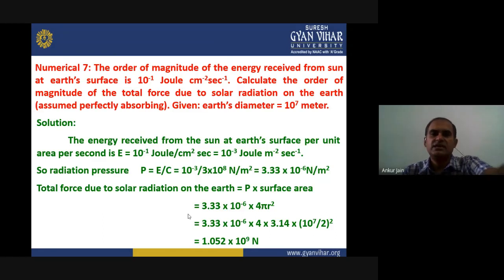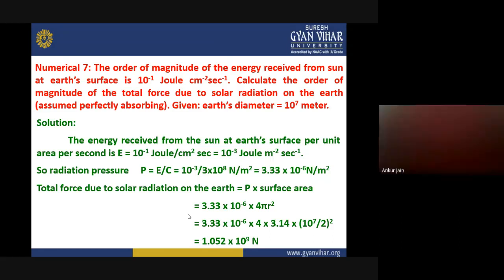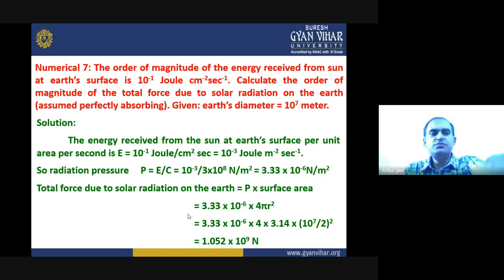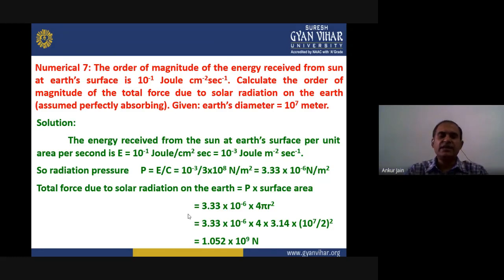Now the next numerical: the order of magnitude of the energy received from the sun at Earth's surface is 10^-1 joule per centimeter square per second. Calculate the order of magnitude of the total force due to solar radiation on the earth, assumed perfectly absorbing. Here it is assumed that it is perfectly absorbing.